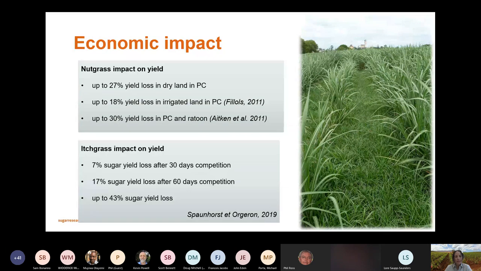For itchgrass, the impact on yield, this work was done in America in 2019, and they found that after 30 days competition between cane and itchgrass, 7% sugar yield was lost. After 60-day competition, sugar yield loss is about 17%. And after a season-long competition between cane and itchgrass, you can incur up to 43% sugar yield loss.